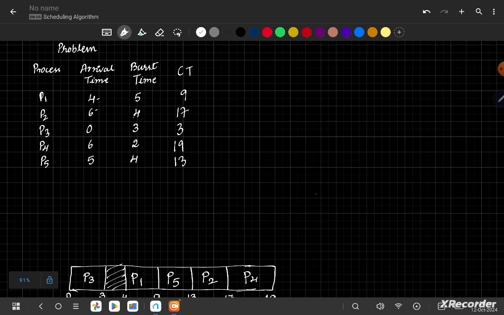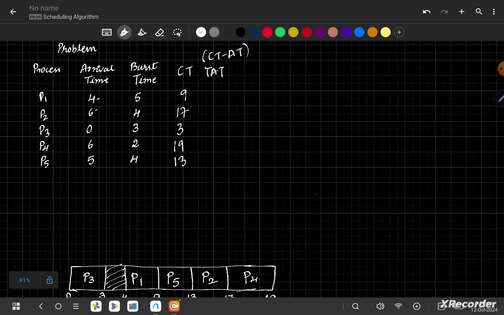Now we have to calculate waiting time. The formula for waiting time is turnaround time minus burst time. Before that, we have to calculate turnaround time. First, we'll calculate turnaround time. The formula for turnaround time is CT minus AT. That is completion time minus arrival time.